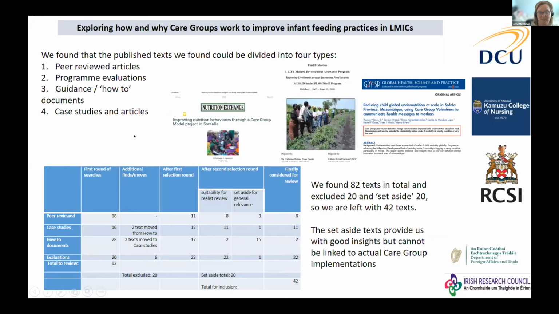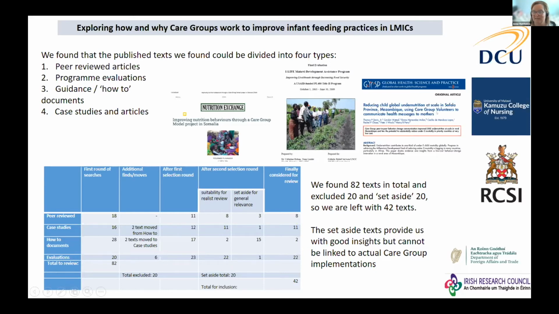So I think I'll finish on this slide just to say, this is really a place where sticking to peer-reviewed articles will not really find you the kind of evidence that you need. You can see from the final column here, we have 8 peer-reviewed papers, 11 case studies, 2 how-to documents, kind of guidance documents, 22 evaluations. Some of them are evaluations where indicators are measured, as I've said. Some are process evaluations, which were really useful. So we started off with this wider 82, reviewed them lots in pairs, lots of times.